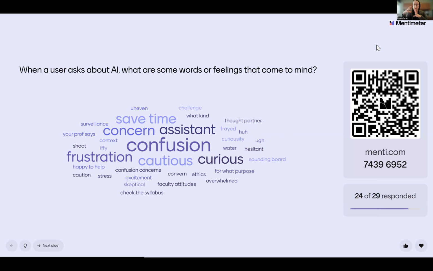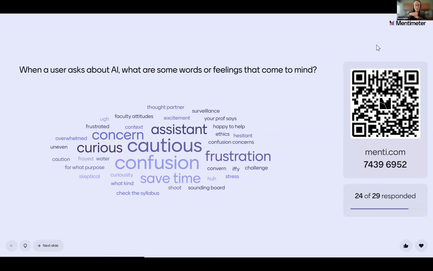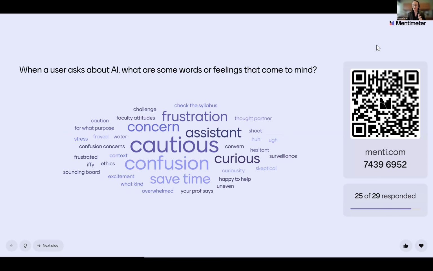But just some of the larger words that jump out to me are cautious. And I definitely feel that of not wanting to advise someone to do something that's potentially going to break the honor code and get them into trouble with their professor, which ties into that confusion, potentially frustration, about lots of aspects of this new technology. It can save time, so several people mentioned that.